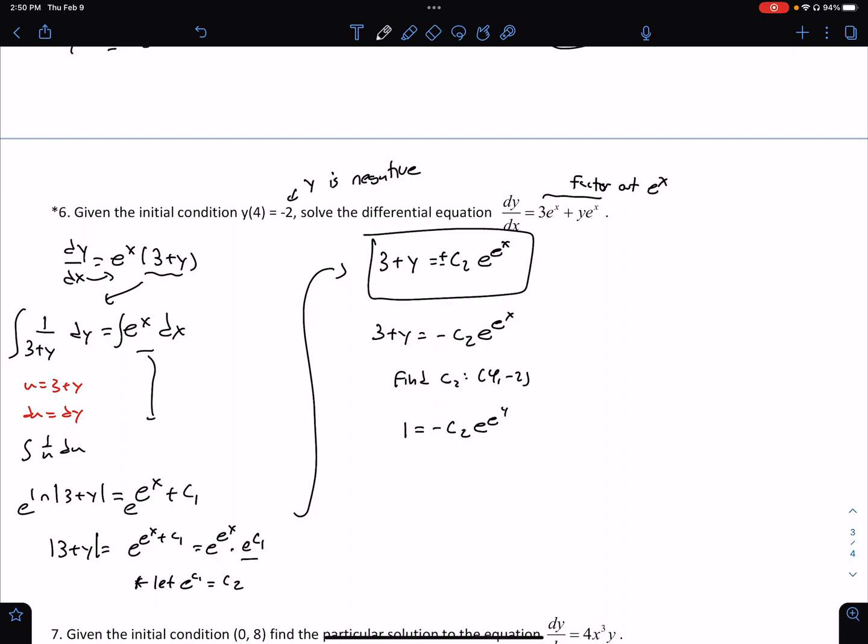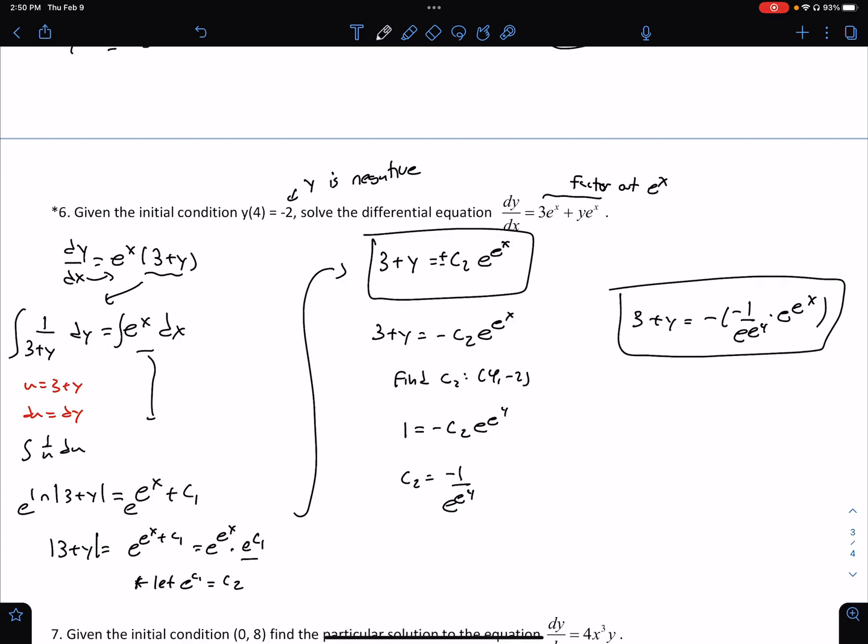Oh boy. So let's see here. c2 would equal -1 over e to the fourth. And then I can write out my final equation: 3 plus y equals negative of a negative 1 over e to the fourth, times e to the x. That's just weird looking, honestly. So we're just going to leave that alone. If you want to, you can make those two negatives positive.